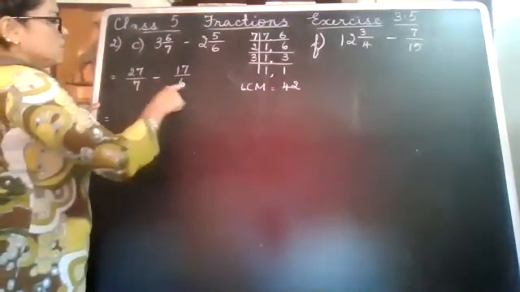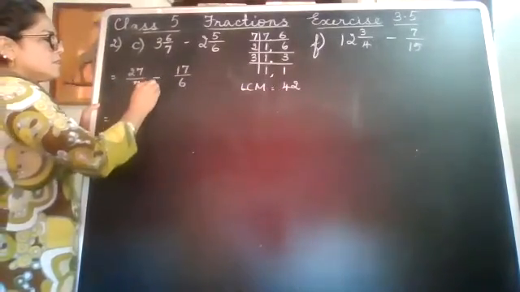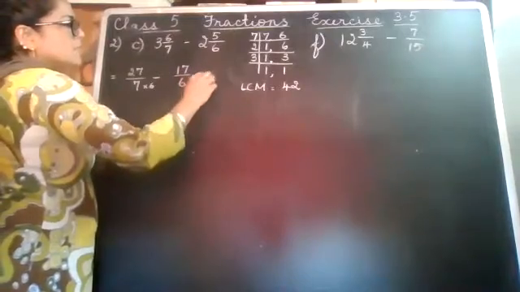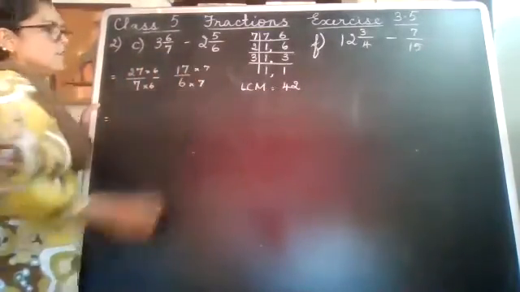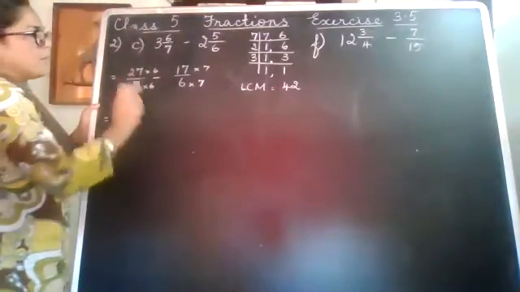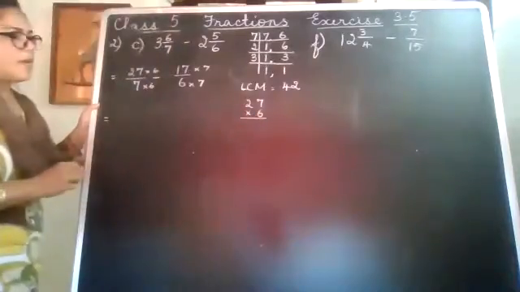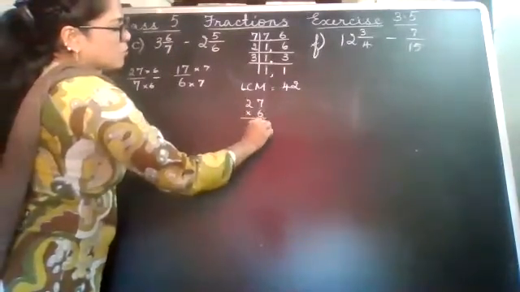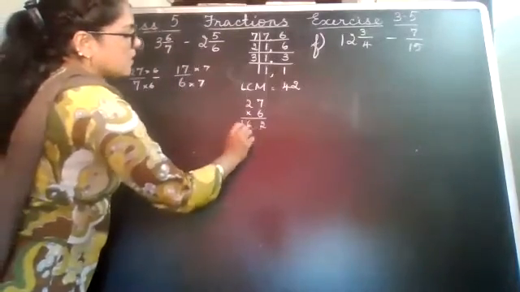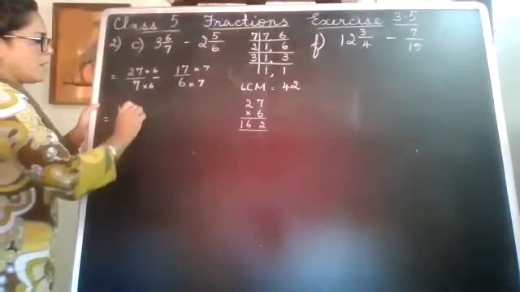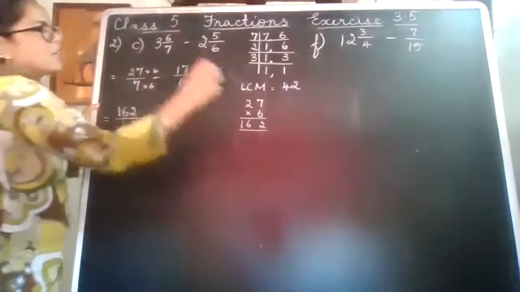Okay, so now both these denominators need to be converted to 42. 7 6s are 42 and 6 7s are 42. Whatever you have done here, you do it for the numerator. Now 27 multiplied by 6. I don't know how much that is. So in the work column, I multiply over here. 7 6s are 42, carry 4. 6 2s are 12 plus 4, 16. Okay, I got 162.